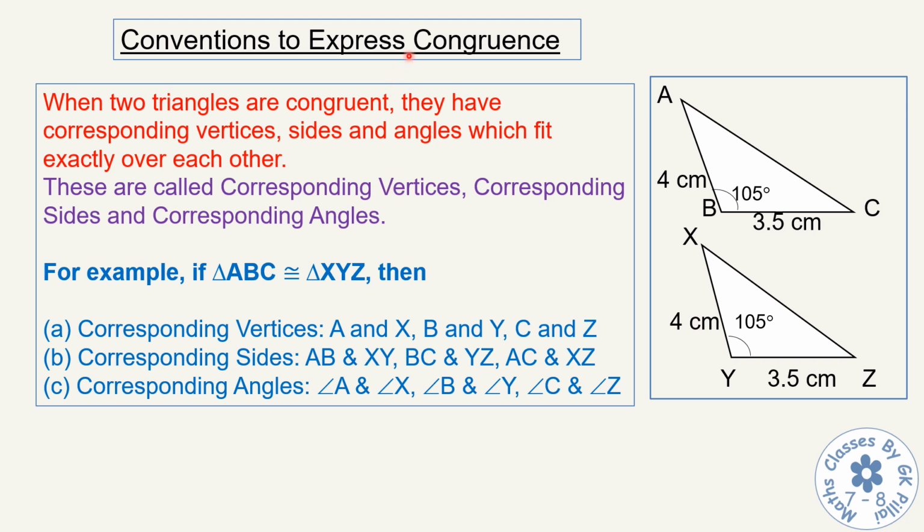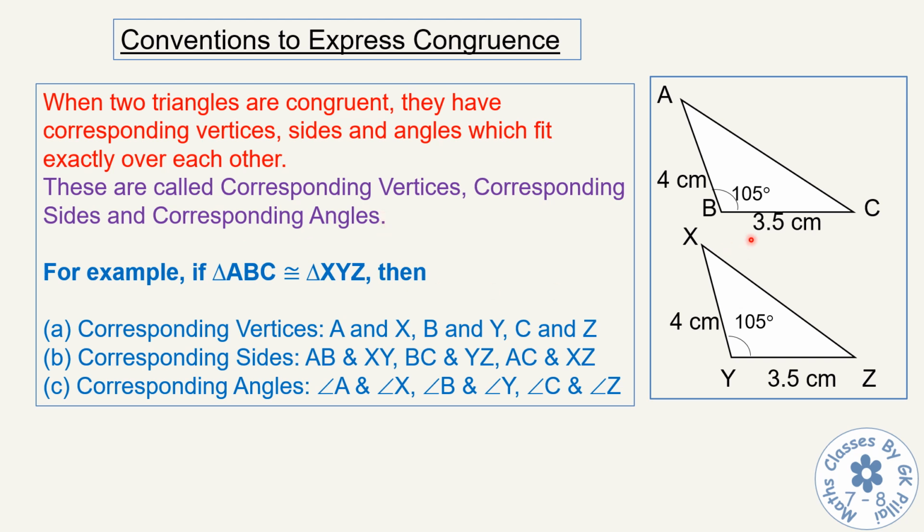Now, there is a convention to express congruence. You cannot simply say two triangles are congruent. You cannot name it according to whatever you feel like. Not possible. There is a convention to express congruence of triangles. When two triangles are congruent, they have corresponding vertices, sides and angles which fit exactly over each other. If this is 105 degrees, these two will exactly coincide when you place this over this. These are called corresponding vertices, corresponding sides and corresponding angles.